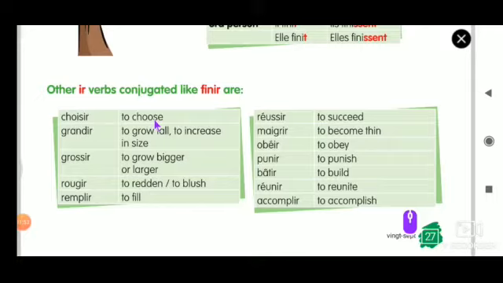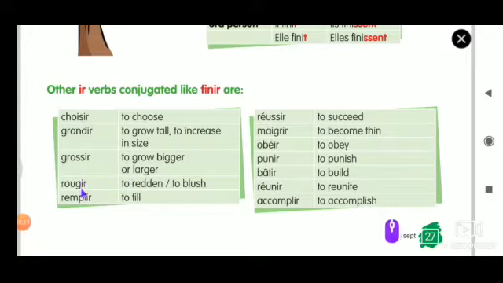You must know the meaning of it as you also have to pronounce it. Grandir, to grow tall, to increase in size, that is to become tall. Grossir, grossir is to grow bigger or larger.